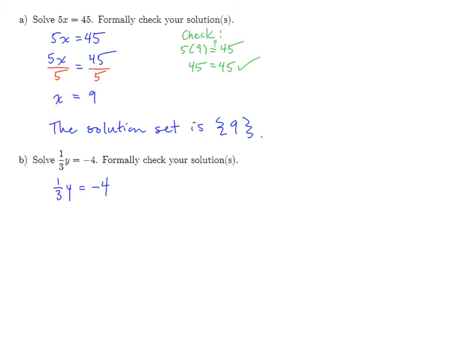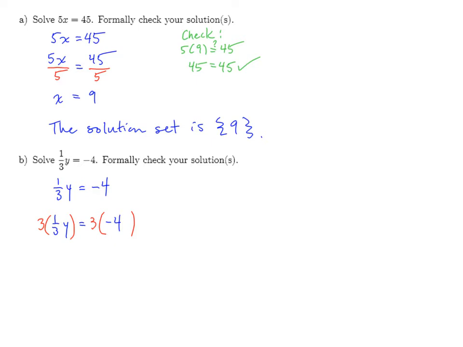And as I just said, dividing each side by 1/3 would be a little more work than we have to do. The quickest way is going to be to instead multiply each side by the number 3. So I will take my 1/3 y, and I will multiply the left side by 3, and then I will multiply the right side by 3.